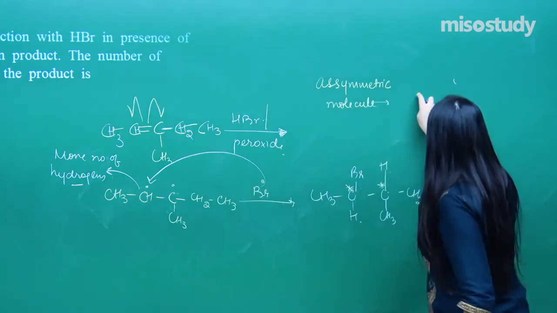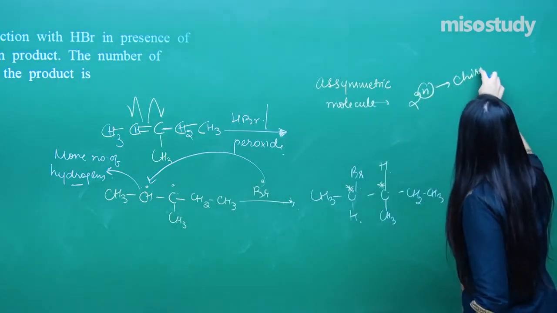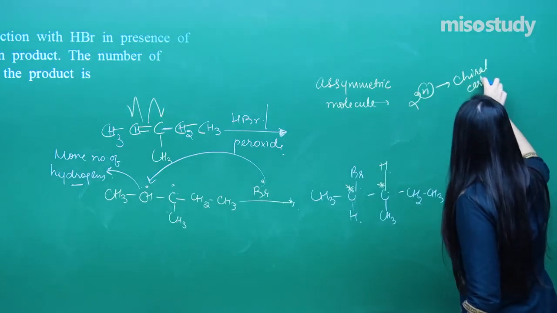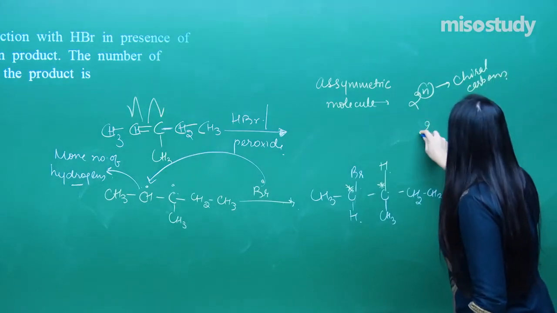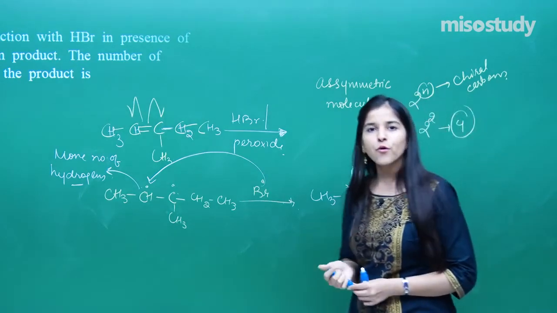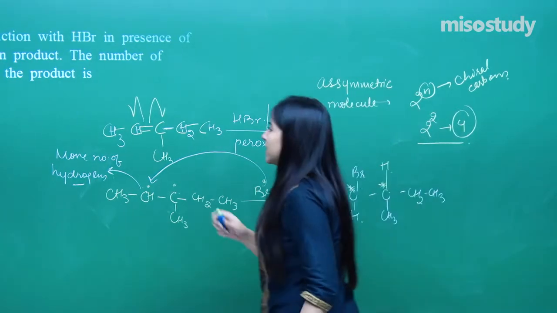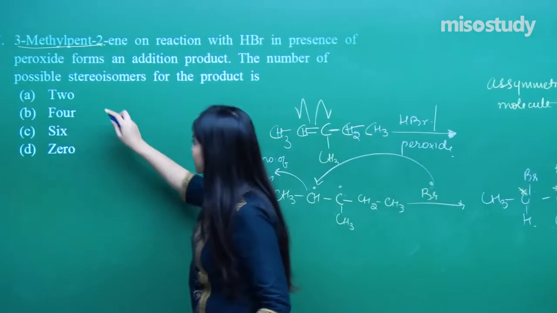Number of stereoisomers will be 2 raised to the power n. N stands for what? The chiral carbons, which is here in this case 2. So I've got 2 raised to the power 2, that is 4, is the answer. So I hope you all have got the answer over here, that is 4. Let us just mark out the answer.